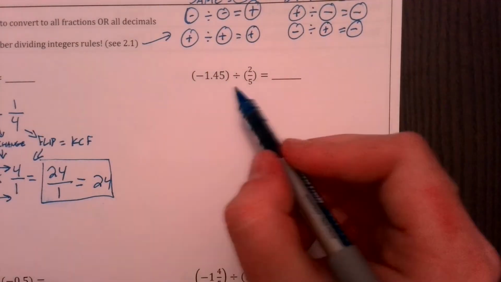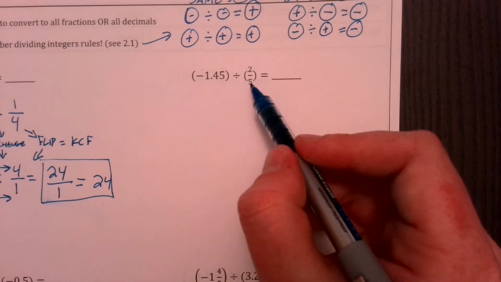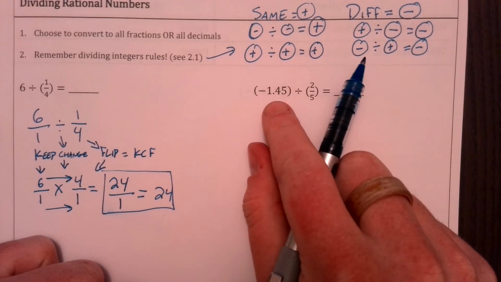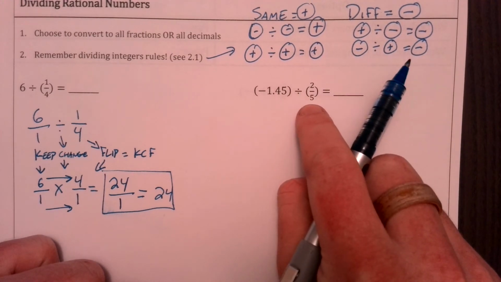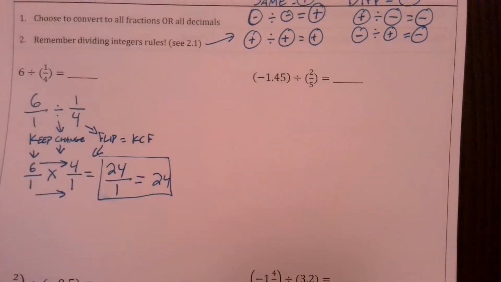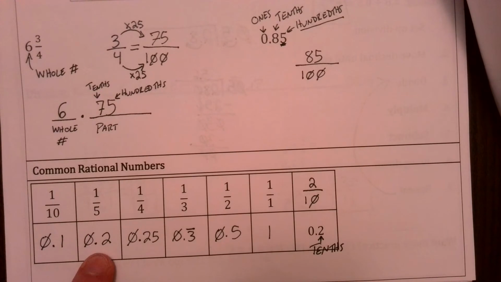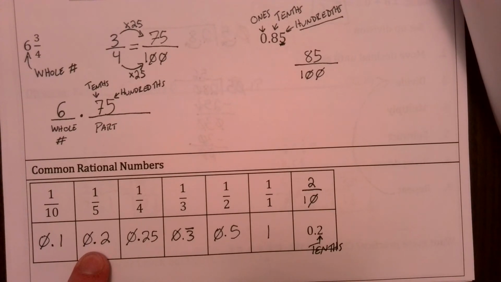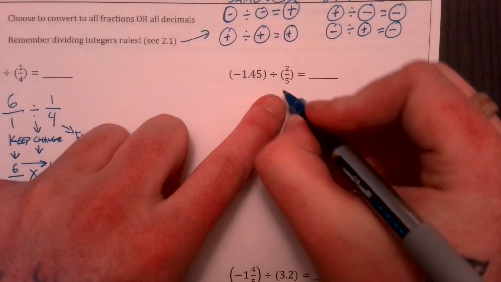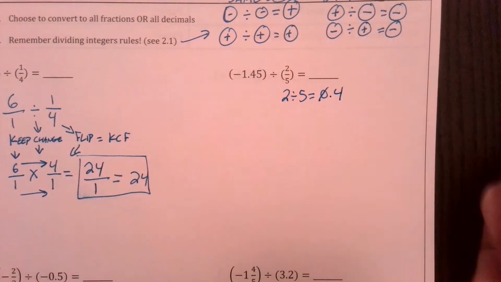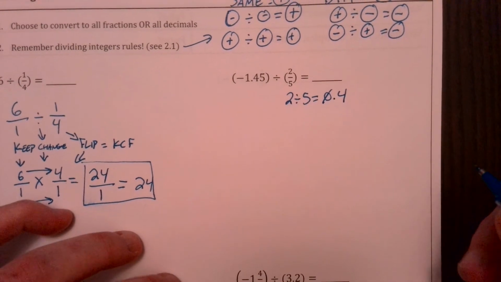All right, here we have negative 1.45 divided by 2/5. Negative 1.45 is going to be a little more difficult to turn into a fraction, so I'm going to turn 2/5 into a decimal. And if you remember, you've got your cheat code here. If 1/5 is 0.2, 2/5 is just double this, it's going to be 0.4. You can also turn a fraction into a decimal by doing top divided by bottom. 2 divided by 5 is going to give us 0.4. Remember, you can use a calculator for this.